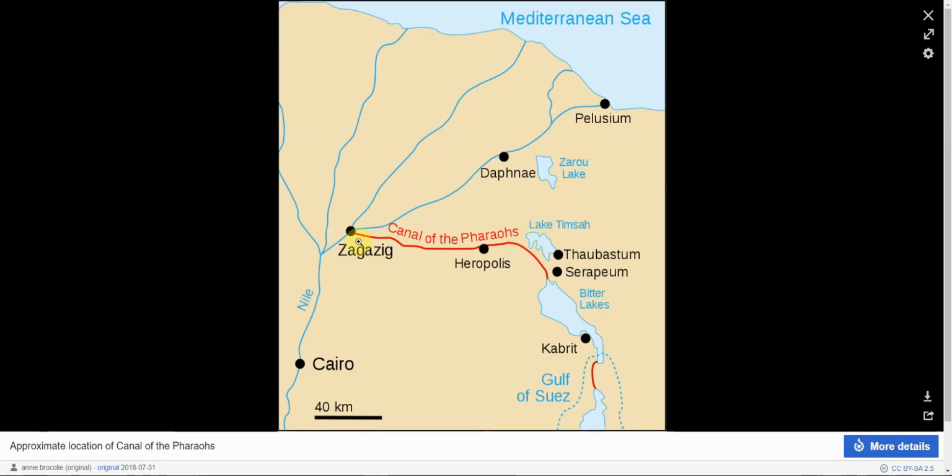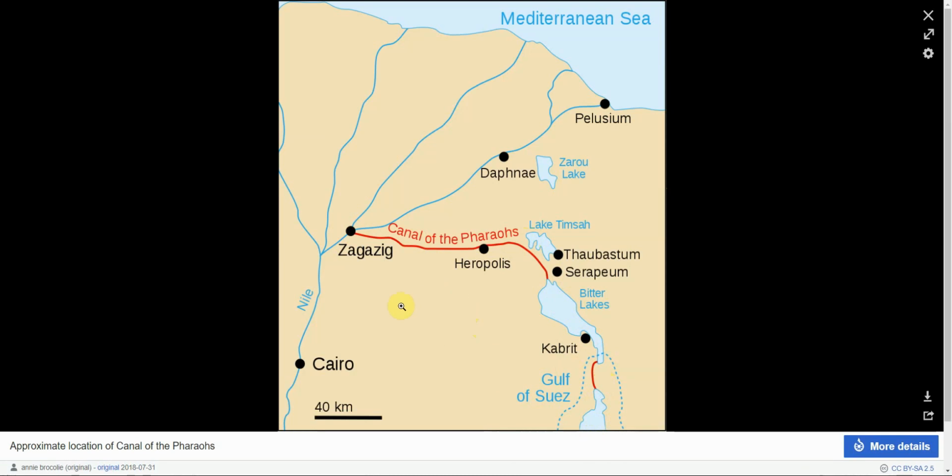Here's the Canal of the Pharaohs. It goes from approximately here over to the Red Sea. These are the Bitter Lakes and then eventually into the Red Sea. So this is what Herodotus is talking about. In the same sentence that he says the sailors set out, he mentions the Canal of the Pharaohs.